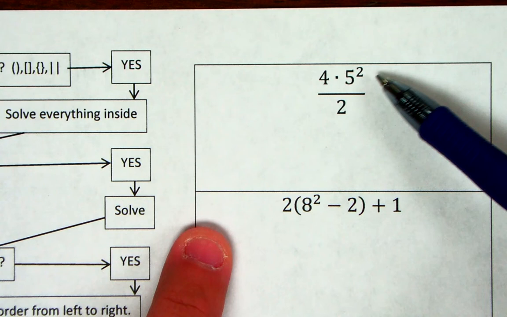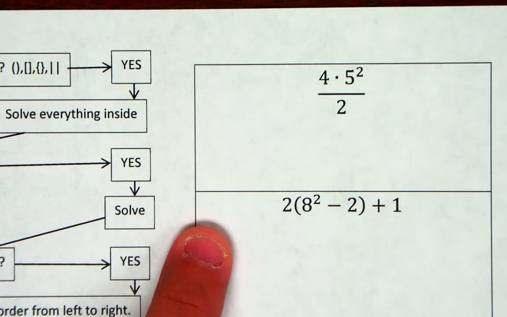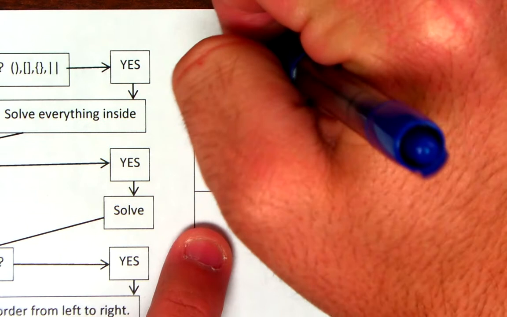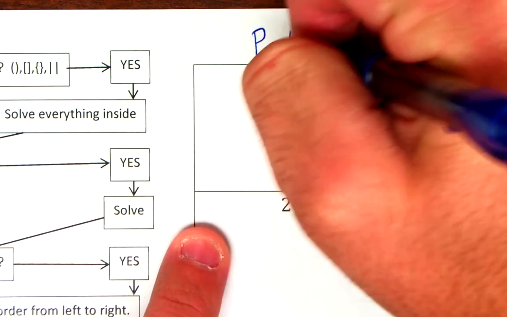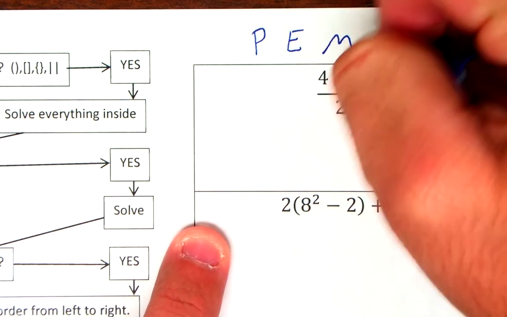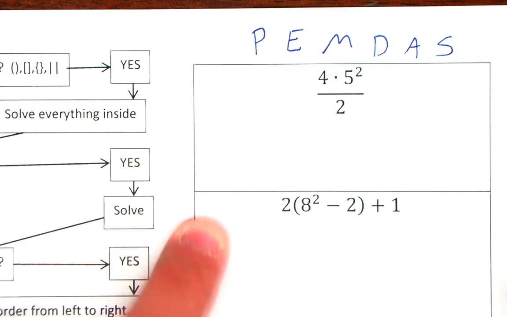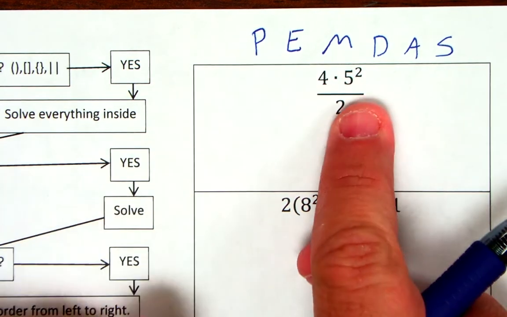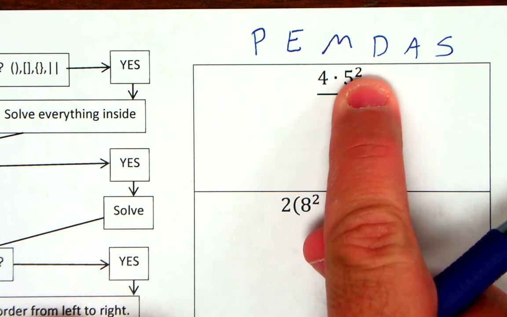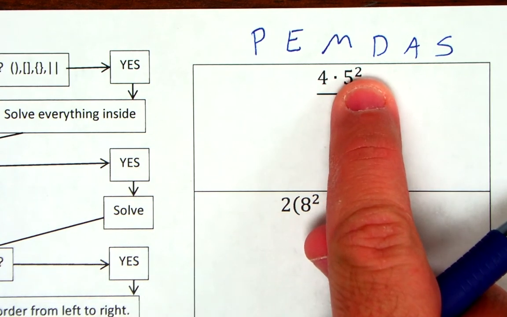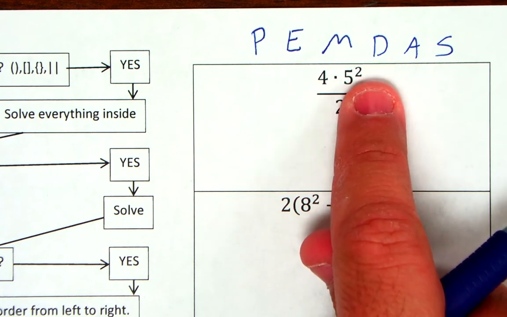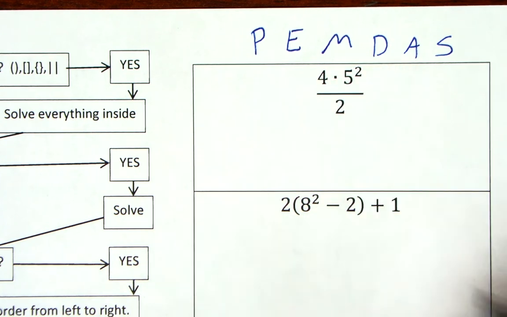Look at the first one. Is there any parentheses? No, there's not, Mr. Noland. All right, so the P's out. And I'm actually going to write this so we remember. PEMDAS. No parentheses. The next one is exponents. Do you see any exponents? Yes, right there. What is 5 squared? Please don't tell me it's 10. 5 squared means you have two 5s. So that's 5 times 5, which is 25.